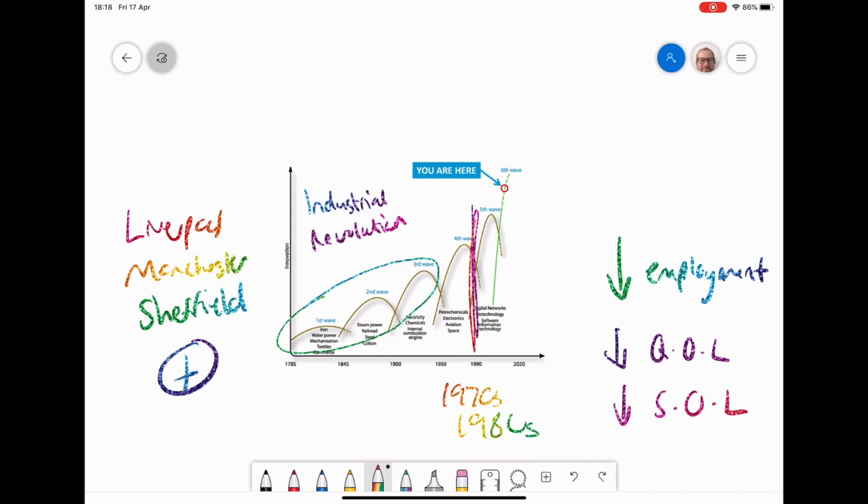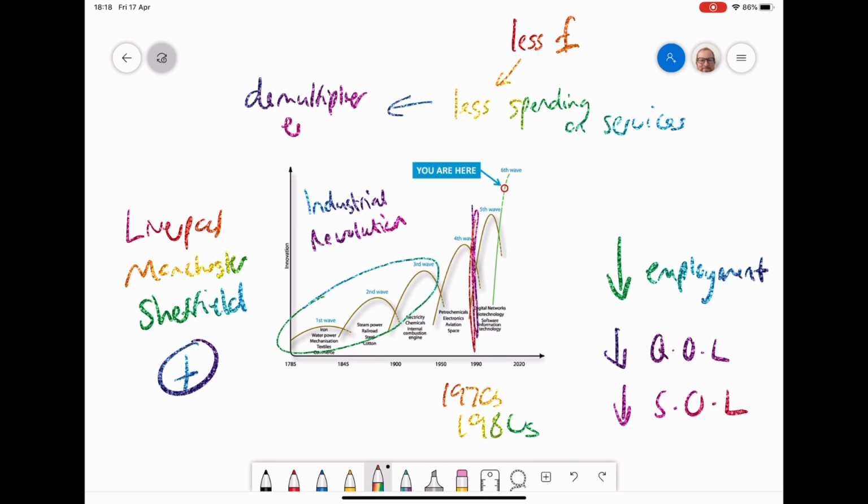So we need to know how these changes in innovation and changes in the economy actually affect places. And a really good example of that is looking at how it affects the individual household. So if we get a reduction in employment, then obviously there is less disposable income. And because of that, we get less spending on services. And so in these areas, as we've talked about before, we get this demultiplier effect. And we actually get people moving out of the area, less spending in the area, so we get job losses in the service sector.